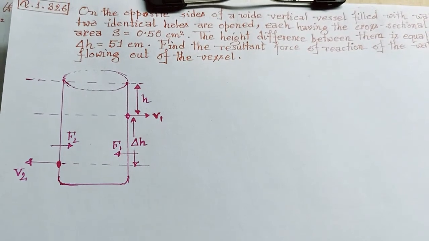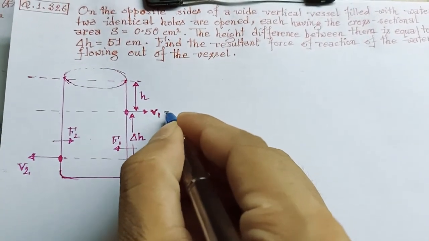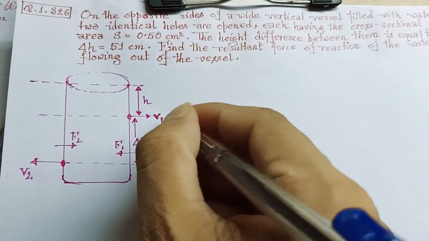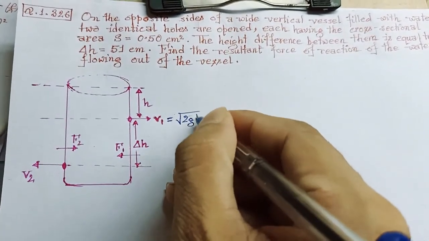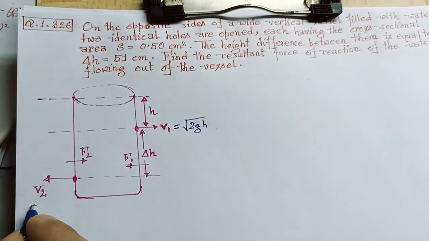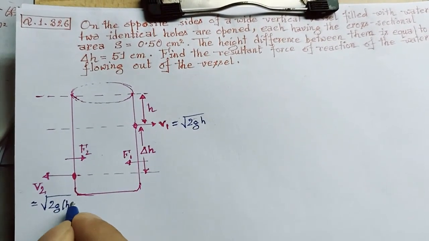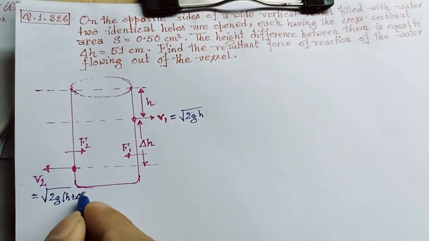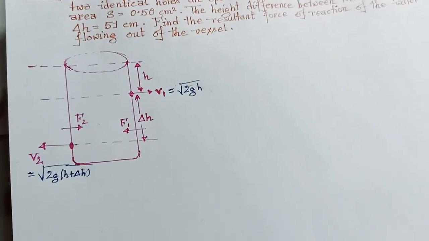Now the velocity of efflux from the first hole will be v1 equal to under root 2gh, and the velocity of efflux from the second hole will be v2 equal to under root 2g into h plus delta h. So these are the velocities of efflux from these two holes.